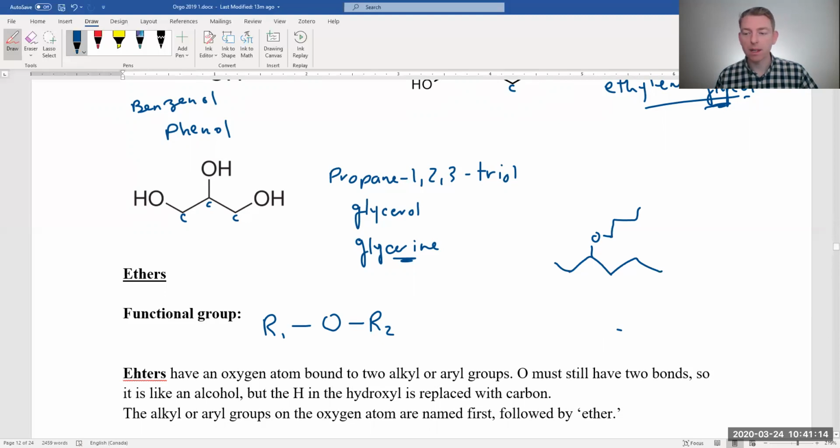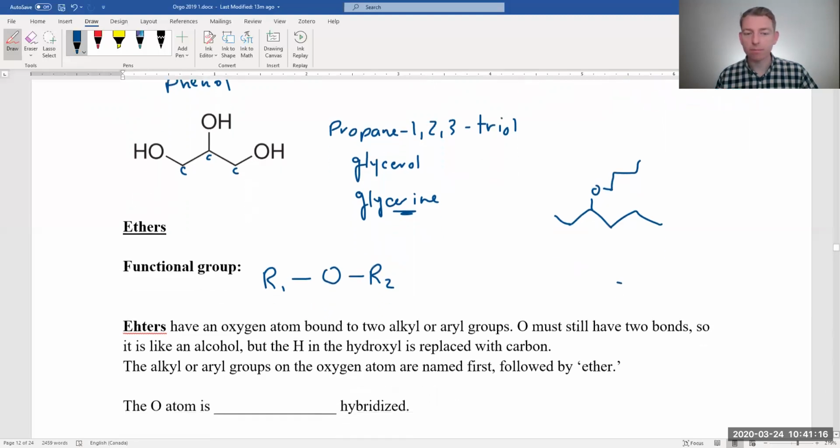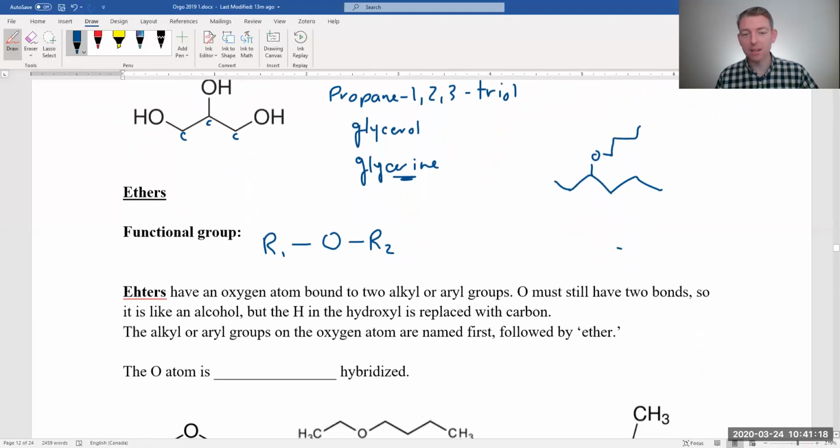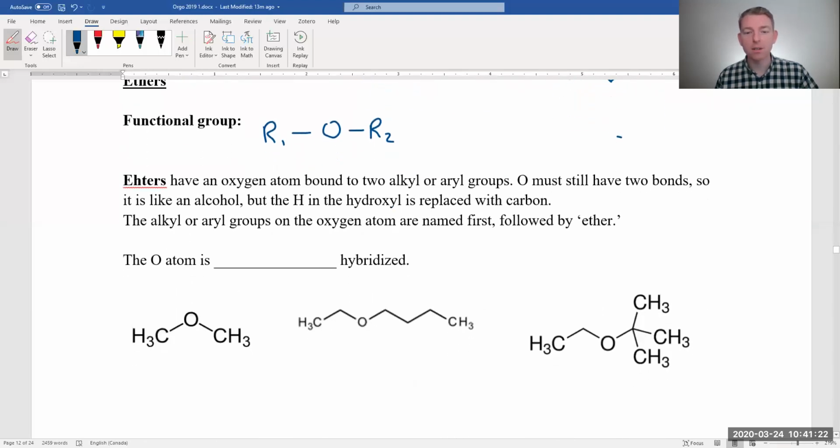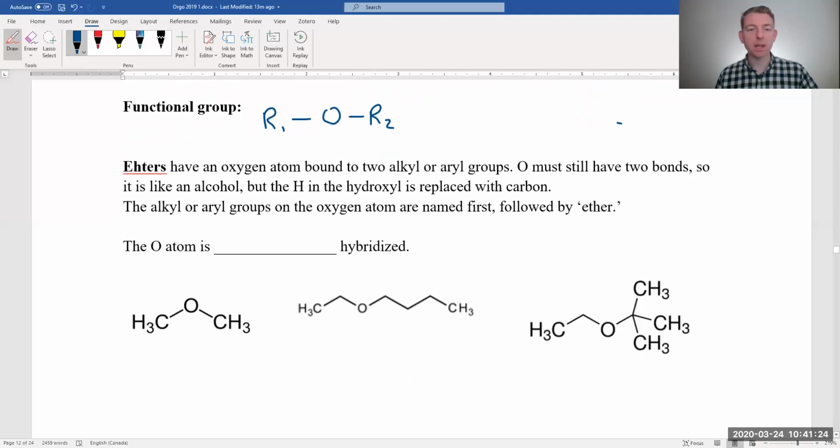So the oxygen still has to have 2 bonds. So in that sense, it's like an alcohol, but that's kind of where that sense ends. So these, if we're naming it, we just say the 2 alkyl or aryl groups on the oxygen. So we just name each of the groups and then write ether after it. The oxygen atom on this, let's check it out. We still have 2 bonds, 2 sets of lone pairs. So it's still sp3 hybridized.